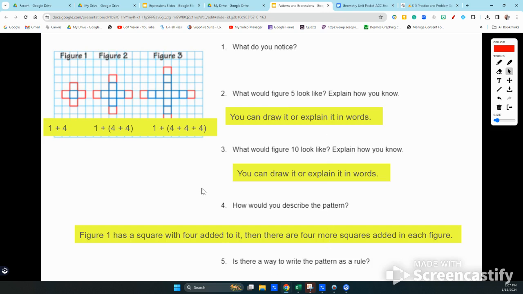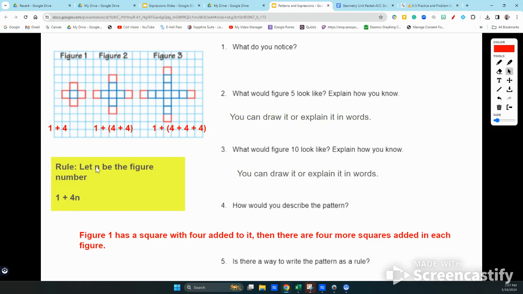And so my rule is this. If N is the figure number, then my expression is I start with 1, and then I add 4 more for every figure number. So 4 times the figure number. So in other words, for the 10th figure, there would be 41 total squares. So go ahead and try the other one that's on your packet, the one with the hexagons.